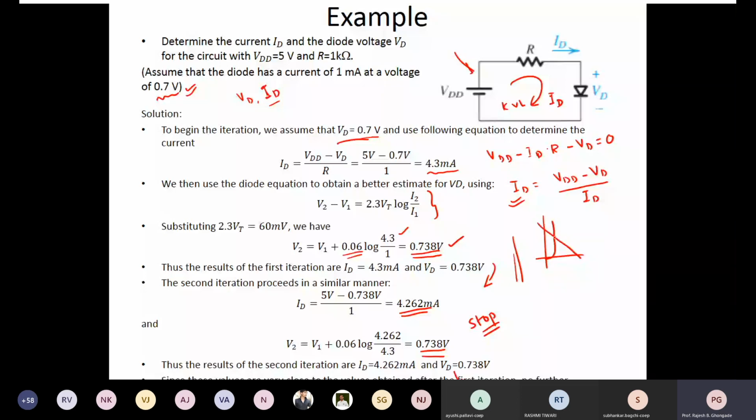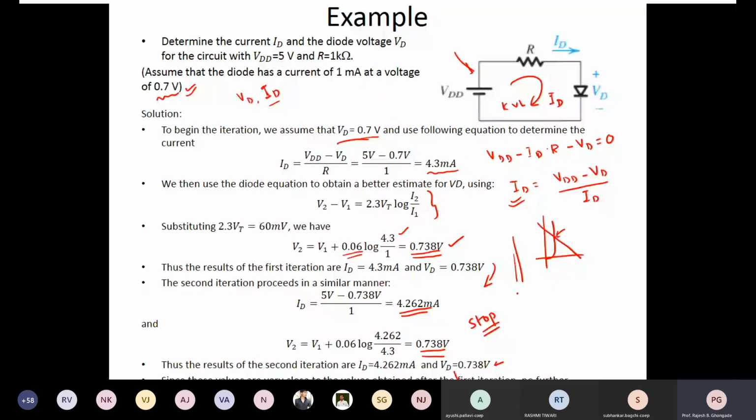So this was the graphical way, and what we are looking at now is an iterative process, and within 2 or 3 iterations you converge to the correct value. So this is a very interesting example of how to analyze the circuit. Any doubts, any questions with this particular example?